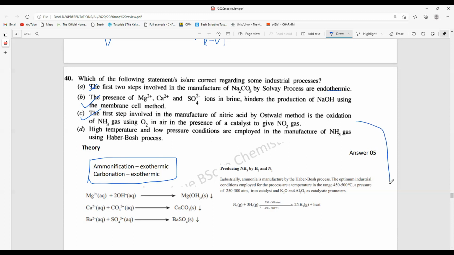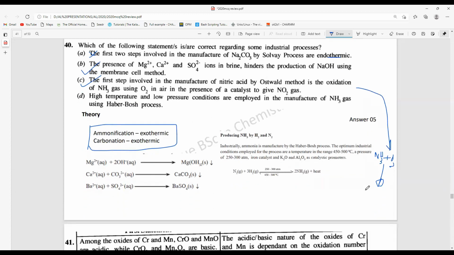This is correct, but there is a problem here. Why is there a problem here? If you remember the exact equation of the oxidation of ammonia, I don't remember it exactly, but if you do, you might come across this. It does not produce NO2. That is the problem here.